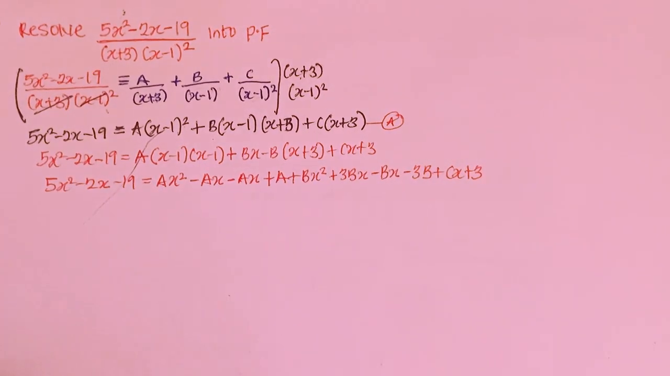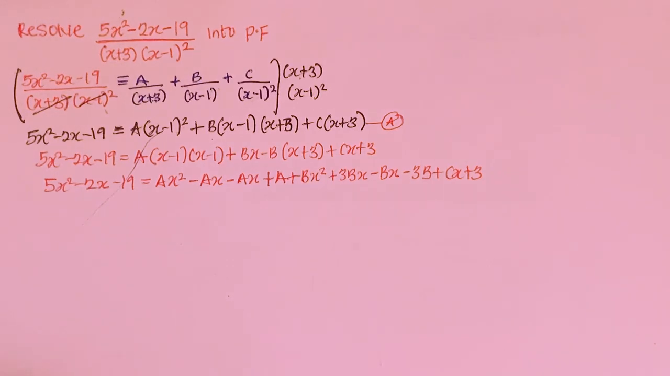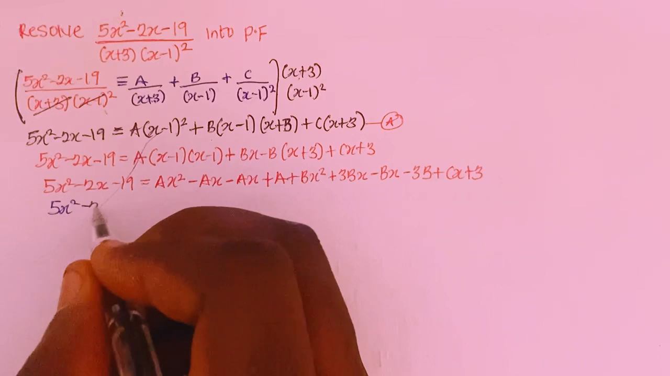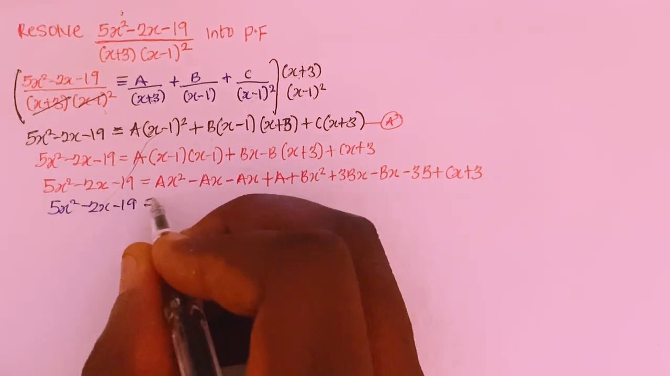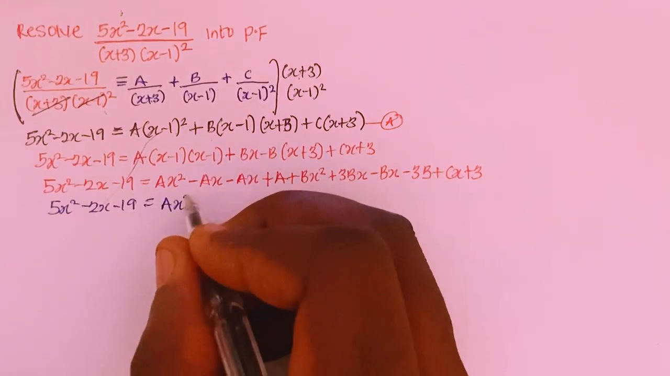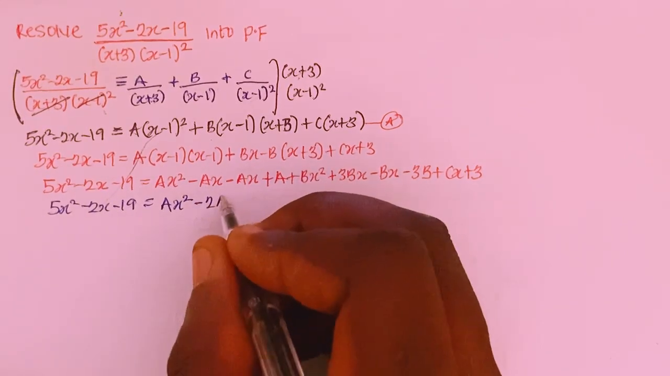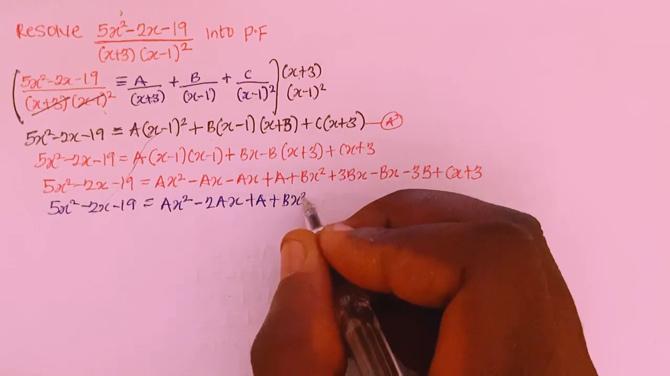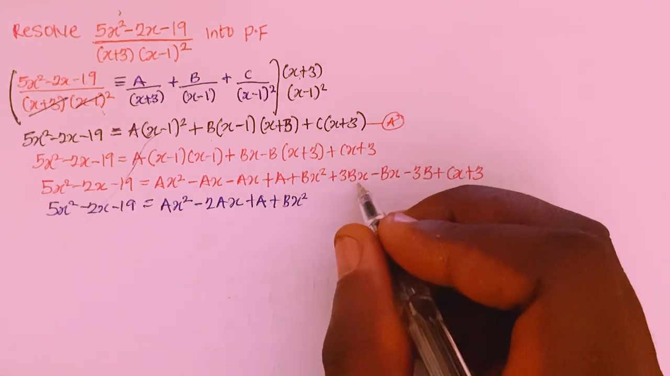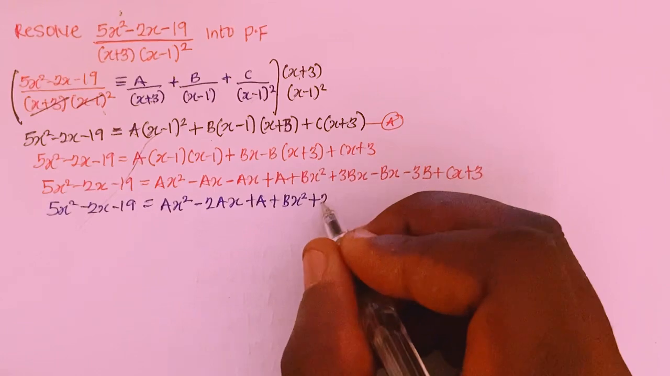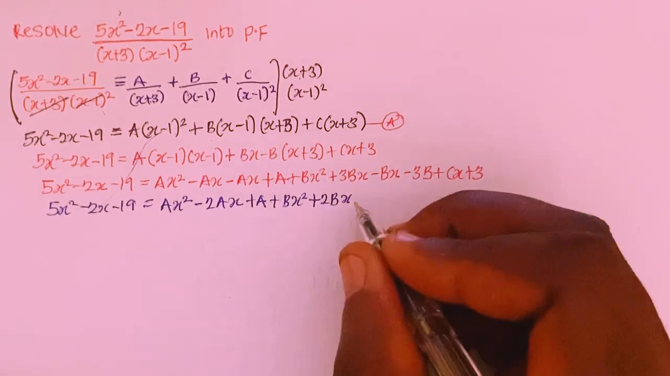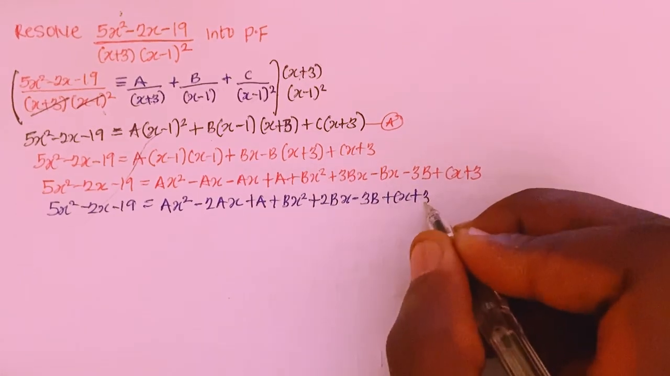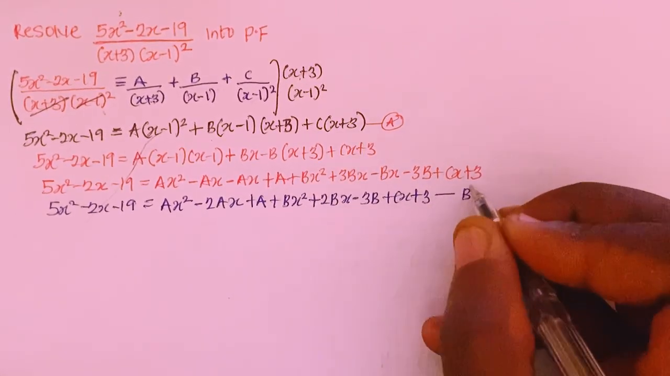Now let me simplify it further once and for all. I'm going to have 5x squared minus 2x minus 19 equal Ax squared, then minus 2Ax, then plus A, then plus Bx squared, after Bx squared this plus 3Bx minus Bx will give me plus 2Bx, then minus 3B, then plus Cx and plus 3C. I'll call this expression B.